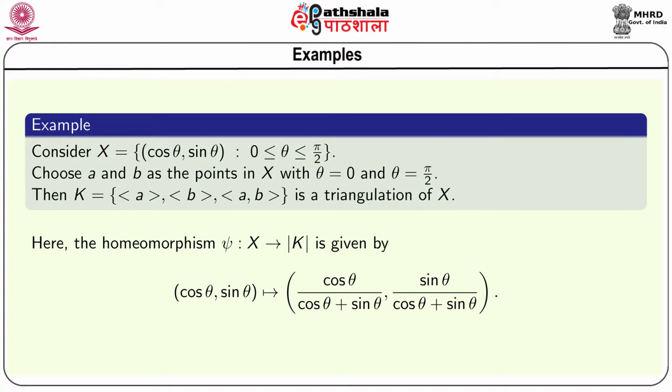We take the simplicial complex K as the 0-simplex A, the 0-simplex B and the 1-simplex AB. We claim that this K is a triangulation of X. How do we get it? Let us define the homeomorphism psi from X to mod K, given by: the point (cos theta, sin theta) is mapped to the point (cos theta by (cos theta plus sin theta), sin theta by (cos theta plus sin theta)).